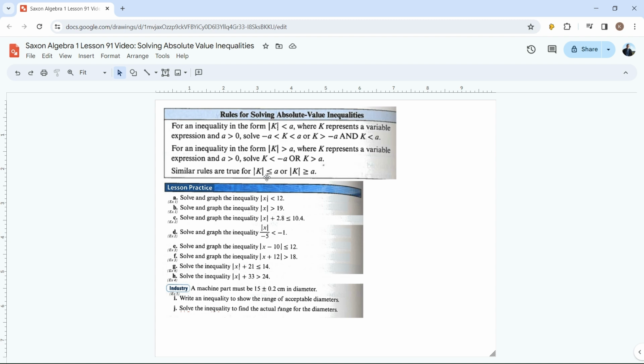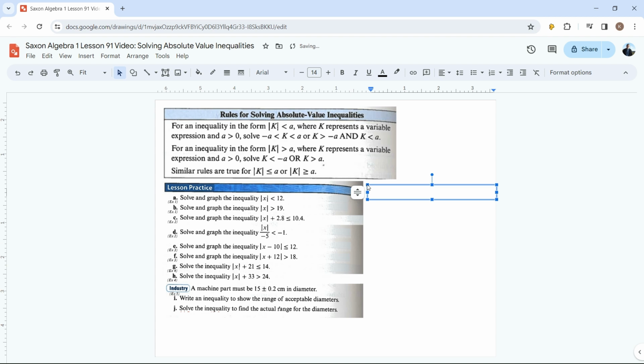Okay, so let's try this out. We're going to see that the first ones are pretty simple. We're going to get into some that are a little more complicated. We're going to have to watch out for ones that are all real numbers for an answer or no solution for an answer. Let's start with letter A. Solve and graph the inequality. The absolute value of x is less than 12.